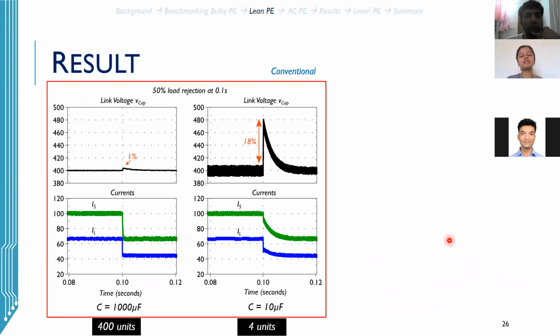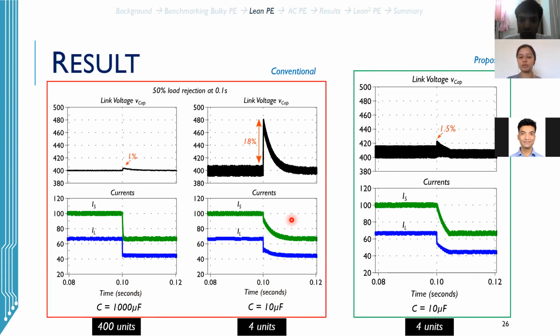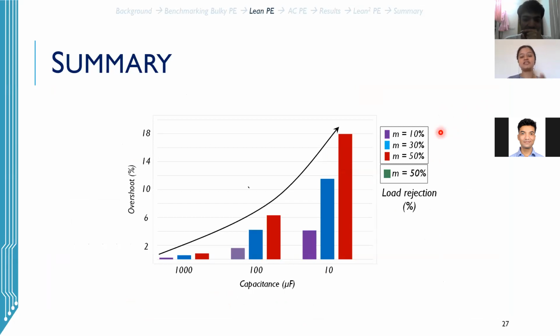So looking at the overall performance, the results shown right here are copied from the previous slide, wherein we compared the 400 per unit energy storage situation to the 4 per unit energy situation. And now when we look at the proposed approach, when we introduce a 50% load rejection scenario, our overshoot is less than 2%. So now we can say that with the use of this proposed modulation and control approach, we can achieve higher performance even with low values of capacitors.